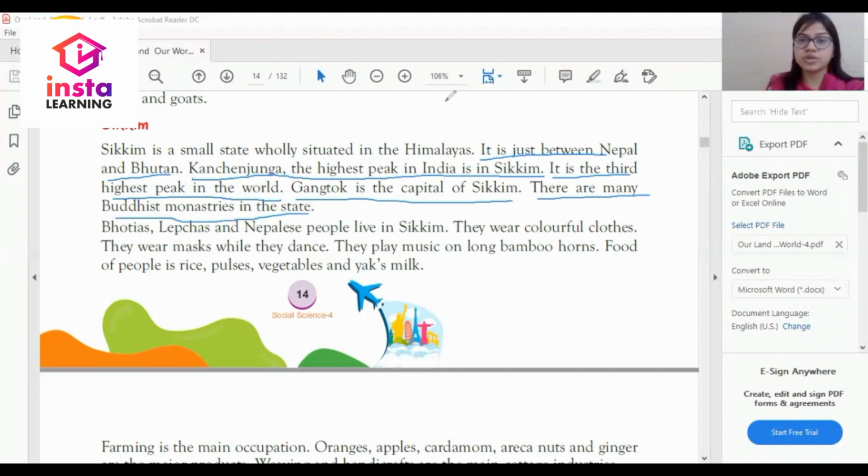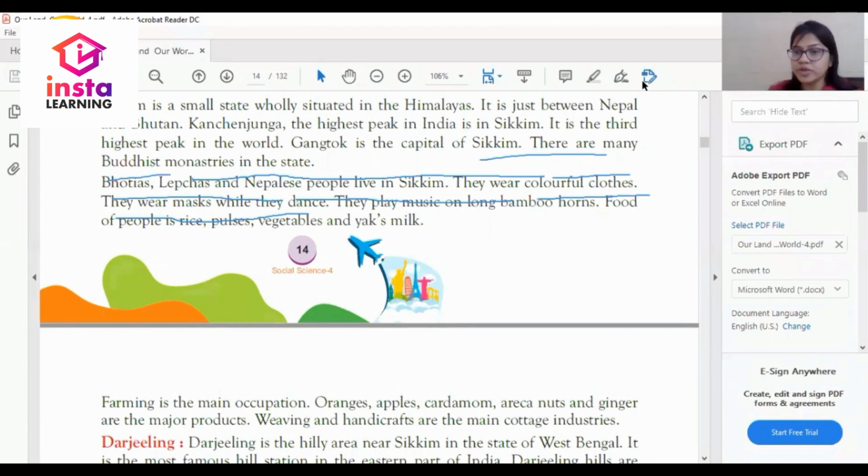So, dear student, Bhotias, Lepchas and Nepali people live in Sikkim. They wear colorful clothes, and they wear masks while they dance. They play music on long bamboo horns. Food of people is rice, pulses, vegetables and yak meat.